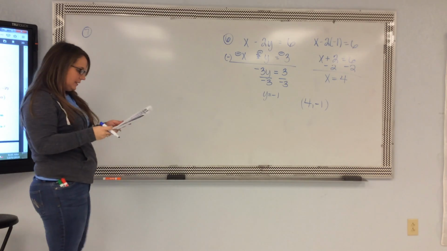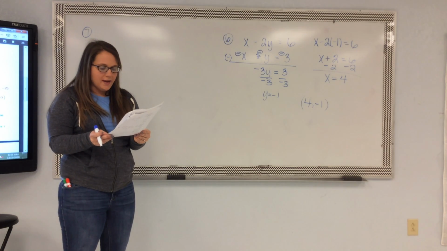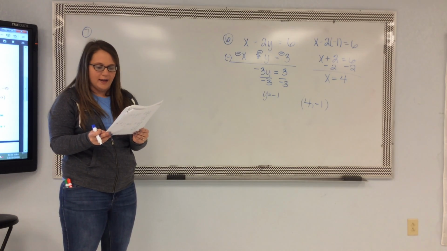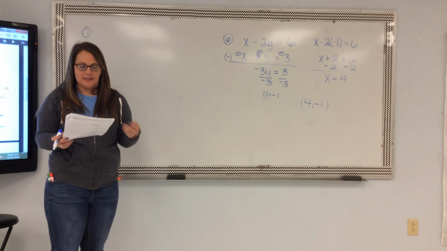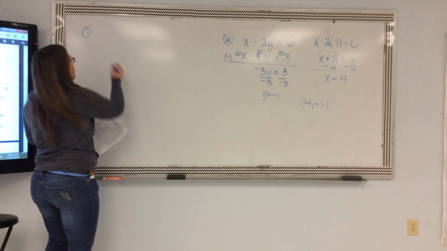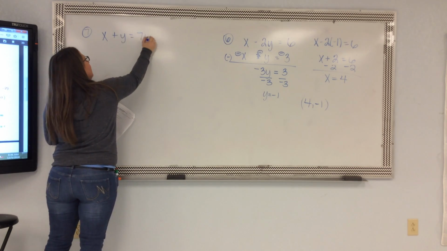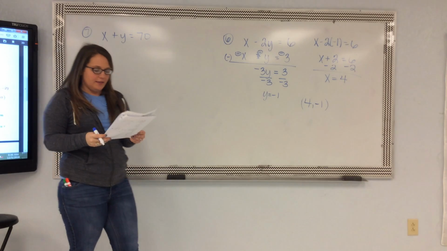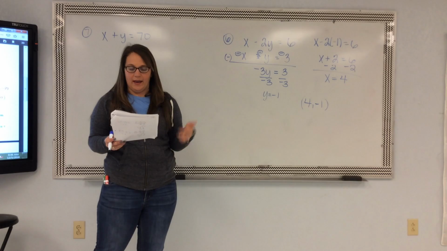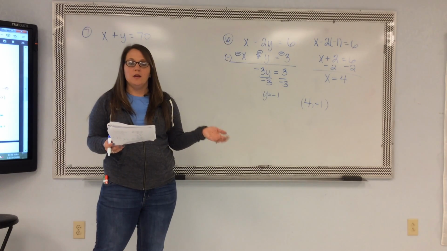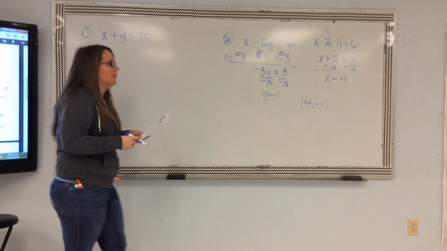Number 7 says, the sum of two numbers is 70. One number is 10 more than twice the other number. Find the numbers. So the first equation is the sum of the two numbers is 70. So that's pretty easy. The sum means we're adding, so x plus y is equal to 70. The second one says one number is 10 more than twice the other number. So we're just going to write that exactly as it looks. One number, and it doesn't matter which one you pick, so I'm going to say x.